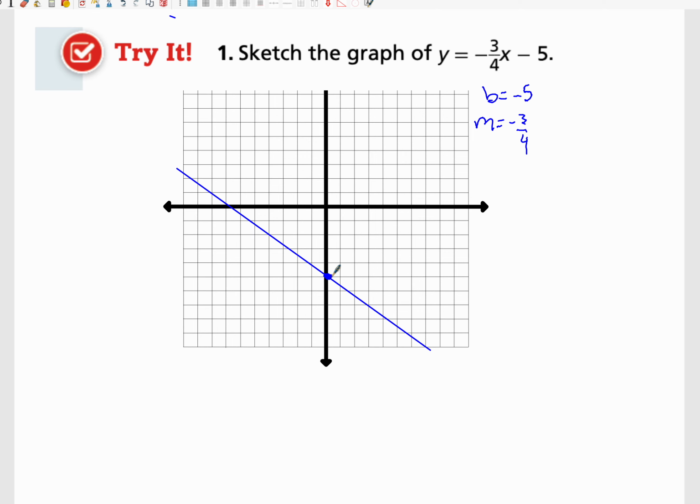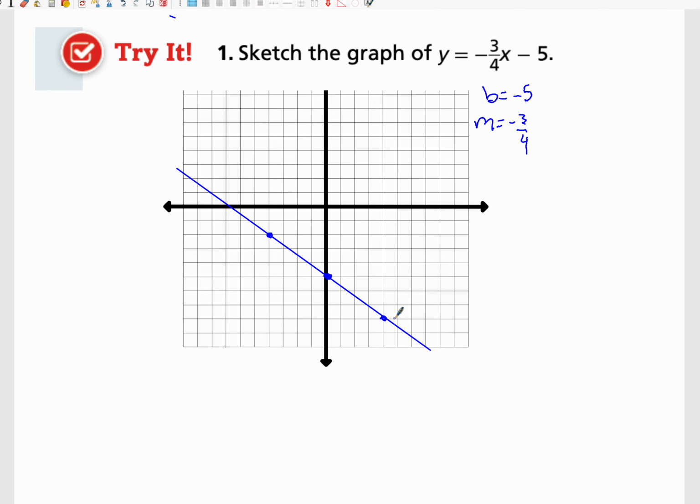And then a -3/4 slope would be up 1, 2, 3 and left 1, 2, 3, 4. So it goes through the right points. Or I can count down 1, 2, 3 and right 1, 2, 3, 4. It's pretty close. That line's not perfect, but it's close enough. So you do either. So even if it's negative, you still go up. You can do either one.